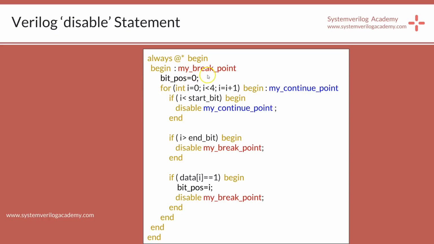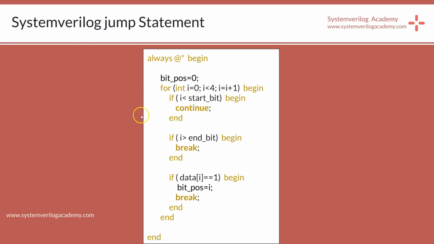When the disable my continue point is executed, it will go back to this point, which is equivalent to a continue statement. Similarly, when disable my break point is executed, it will go out of the loop to this point, which is effectively a break statement. If you write the same program in SystemVerilog, you can simply use the break and continue keywords here.